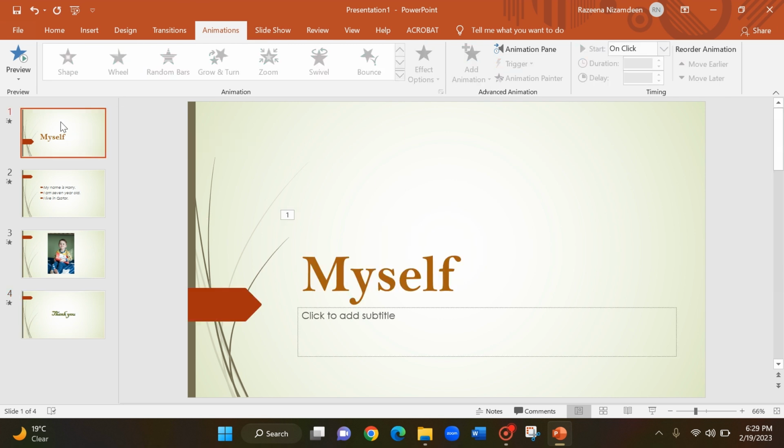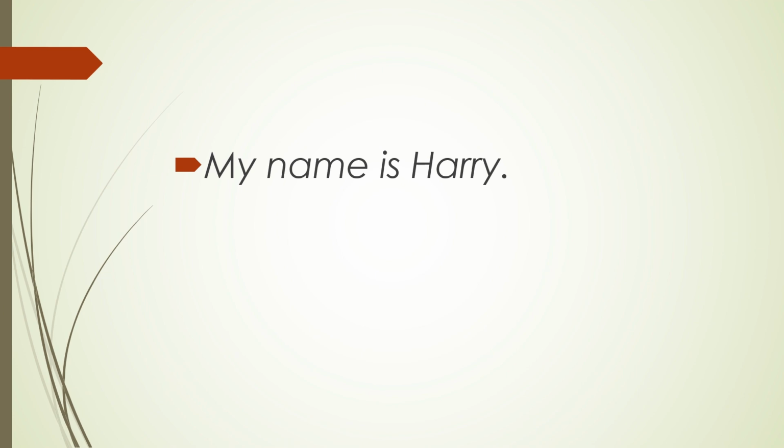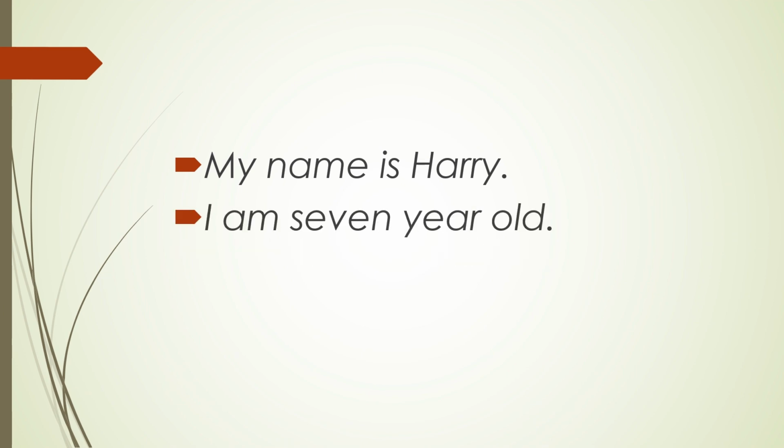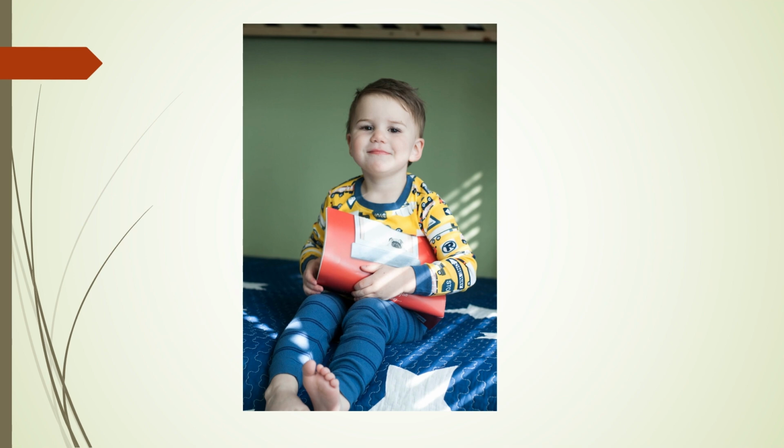Let's play it and see now. Click on the first slide, slideshow from beginning. Now I don't see any text because I have given animations. You have to press the key or click with the mouse. Second slide. My name is Harry. I'm 7 years old. I live in Qatar. School. Next, this is the image. And at last, thank you. So this is how we can create a simple presentation.